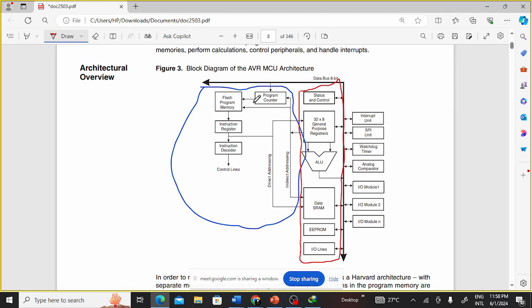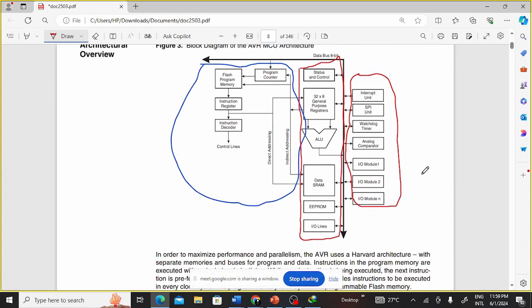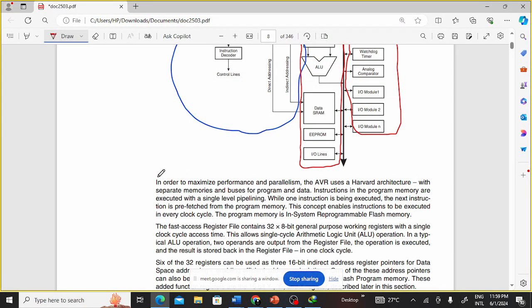In real sense, you don't have access to program memory directly. You can use the SPI unit or the interrupt unit. Everything that is here is the way we, in the outside world, can interact with our microcontroller. We talk directly to the data memory, while the microcontroller talks to its program memory directly. So this is an example of Harvard architecture. Now let me just read this straight up to us: in order to maximize performance and parallelism, AVR uses Harvard architecture. Yes, please ask.